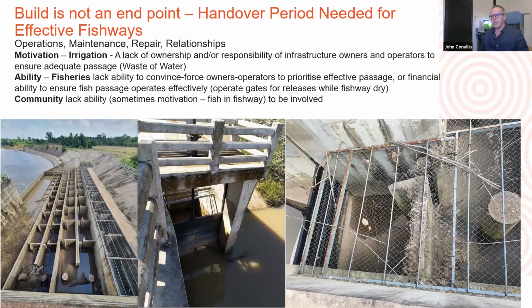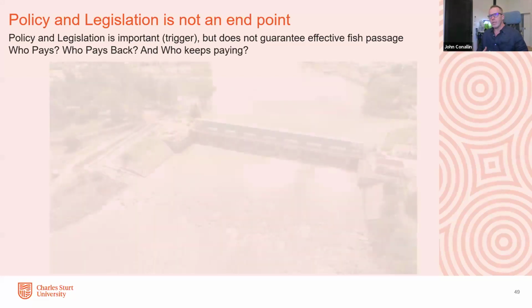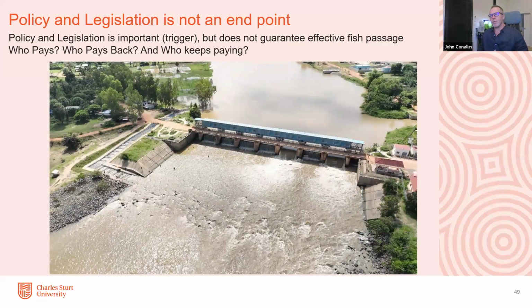So next slide. Policy and legislation is also put forward as a solution to effective fish passage, and that will force lenders and everyone else to put fish passage on all infrastructure. And if you go next slide, this is just an example where fish passage has been installed on this infrastructure here. If you look at the right-hand side, there's water coming out from two gates on the right-hand side. If that was operated correctly, that water should be coming out on the left-hand side to attract fish to the fishway, which is situated on the left.